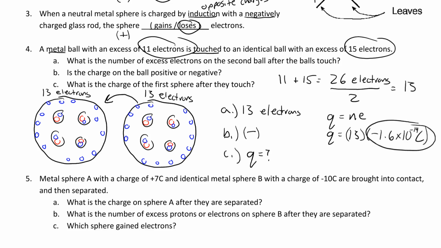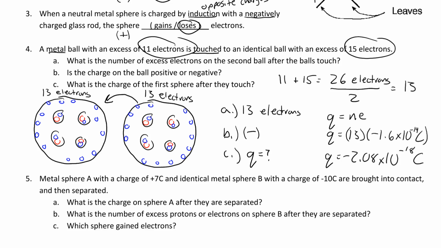So this is the charge, the elementary charge. It's the charge for just one electron. But we don't have just one excess electron. We have 13 excess electrons. So you do the multiplication and you get a total charge of negative 2.08 times 10 to the negative 18 coulombs. And if you're wondering where I got e from, you have to look in your reference table.